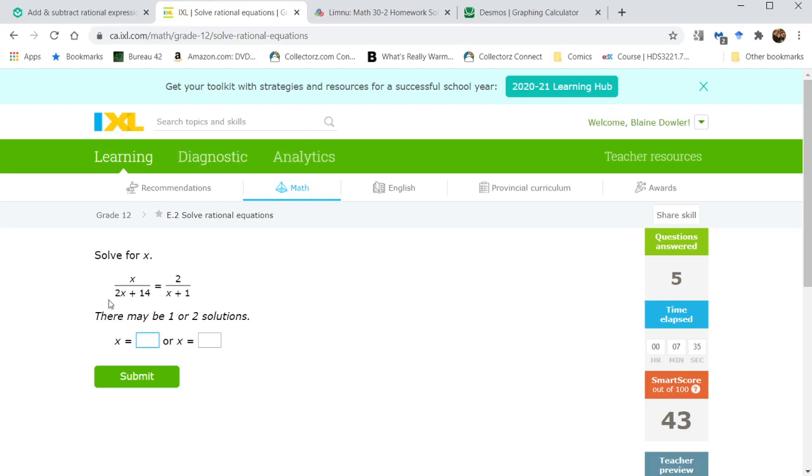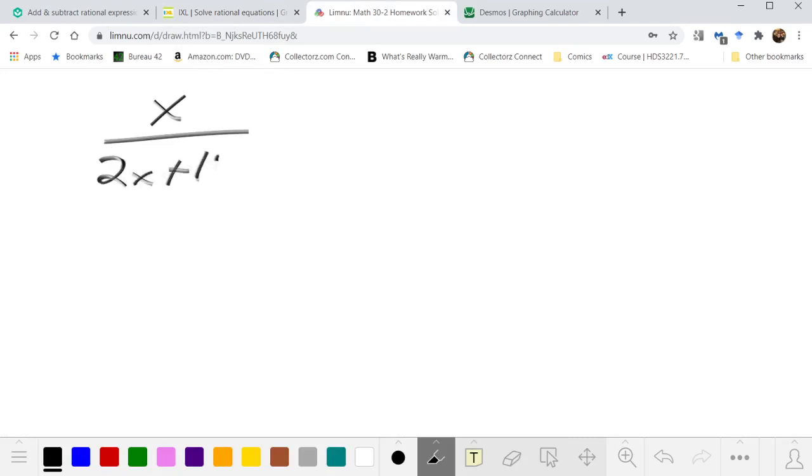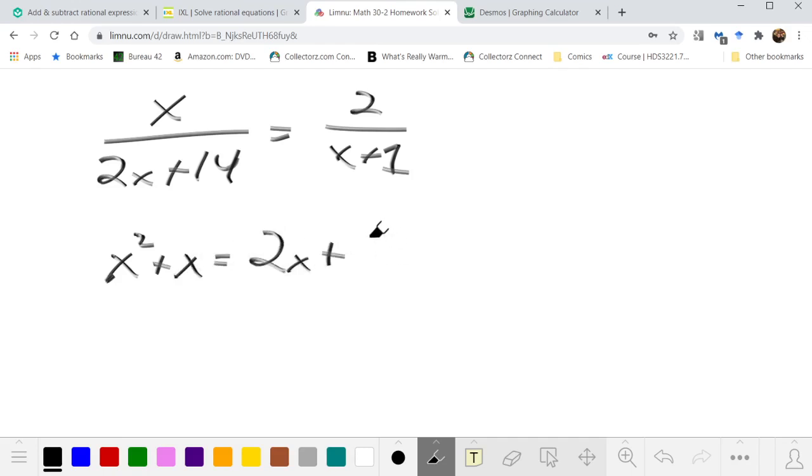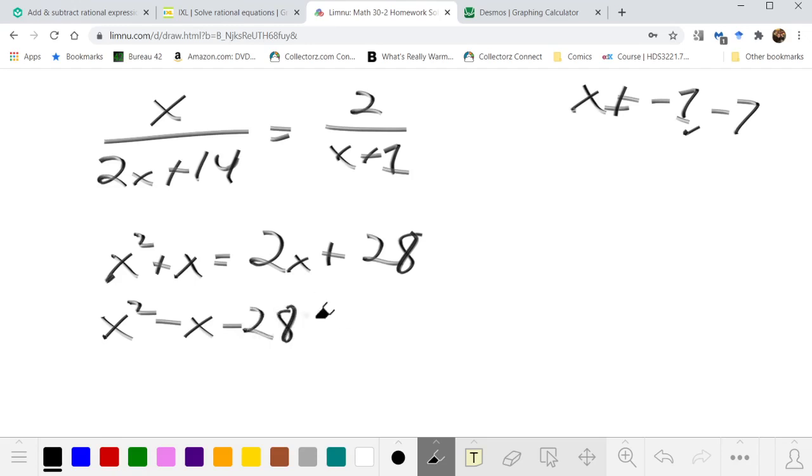So now, x over 2x plus 14 equals 2 over x plus 1. x over 2x plus 14 is the same as 2 over x plus 1. That gives us x squared plus x equals 2x plus 28. Or at least it does as long as x is not equal to negative 1 or negative 7. Collecting like terms, x squared minus x minus 28 equals 0.